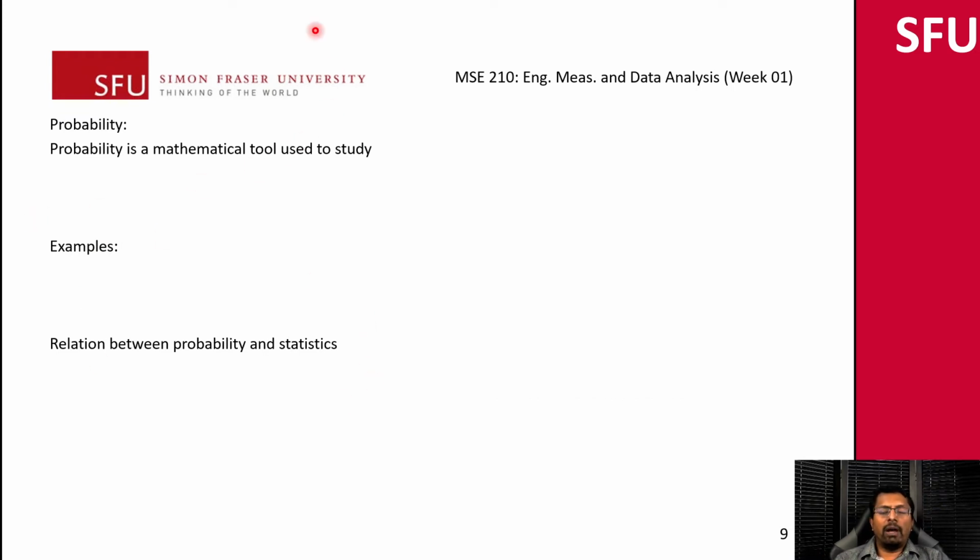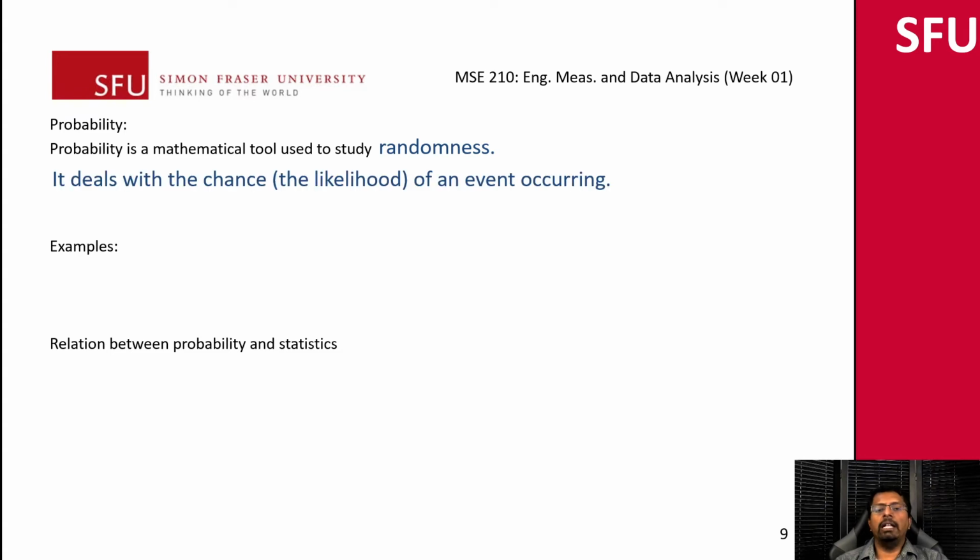So the next set of definitions we're going to be looking at is probability. Probability is the mathematical tool used to study randomness. It deals with chance or the likelihood of an event occurring. Statistics and probability are kind of like different faces of the same coin.